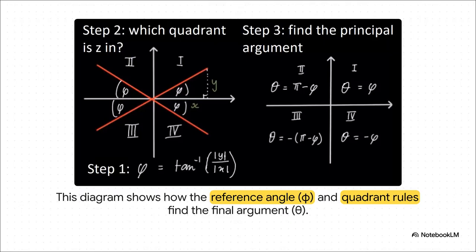Yeah, this diagram might look a little busy at first glance, but the idea behind it is actually super simple. All it's showing is that depending on which quadrant your number falls into, 1, 2, 3, or 4, you just use a slightly different rule to adjust that reference angle. It's a totally foolproof system for nailing down the number's exact direction.